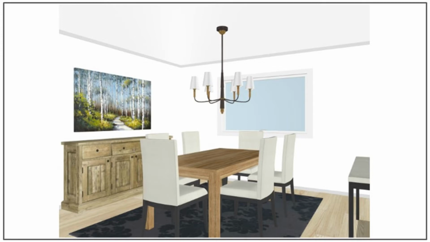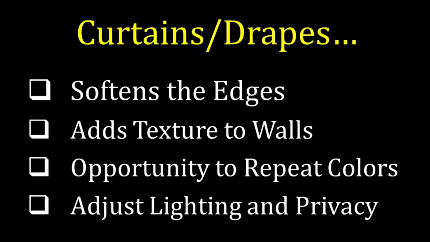Now let's go ahead and add some drapes. We have a nice size window, but windows and rooms always look better with curtains or drapes for many reasons. It softens the edges of the window, it adds texture to the walls, it allows you to repeat other colors that you have in the room, which is always a good thing to do with color. And it also allows you to adjust lighting and privacy in a room.